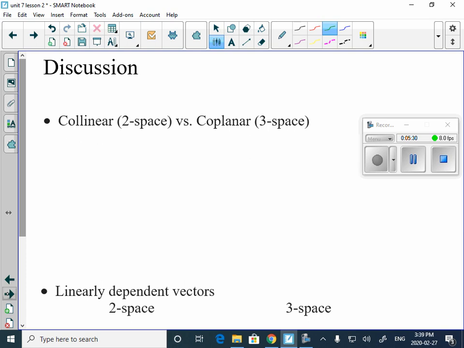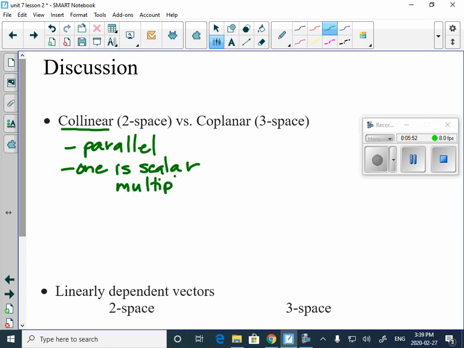It gets more interesting when we get into 3-space. In 2-space, if we say that vectors are collinear, it means they are parallel. One is a scalar multiple of the other. And they will not span R2. You really only got one vector and a longer one in the same direction, so they would not span.